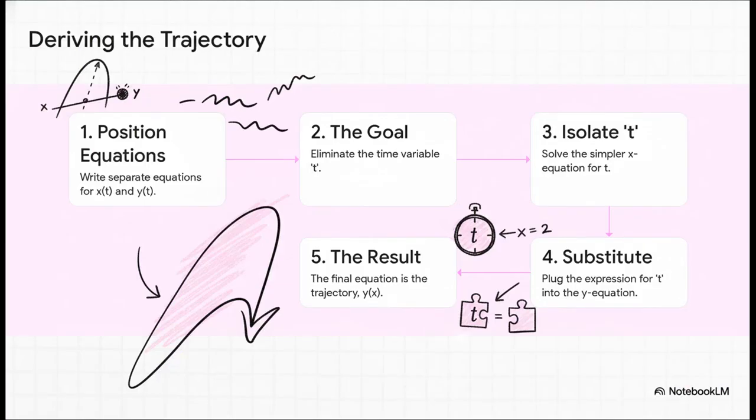We've got one equation for our x position over time and another one for our y position over time. But we want to connect y directly to x, right? So what's in the way? The time variable, t. We have to eliminate it. The easiest way is to use that super simple x equation to solve for t. Then you just take that expression and plug it right into the y equation. What you're left with is the equation of the path.